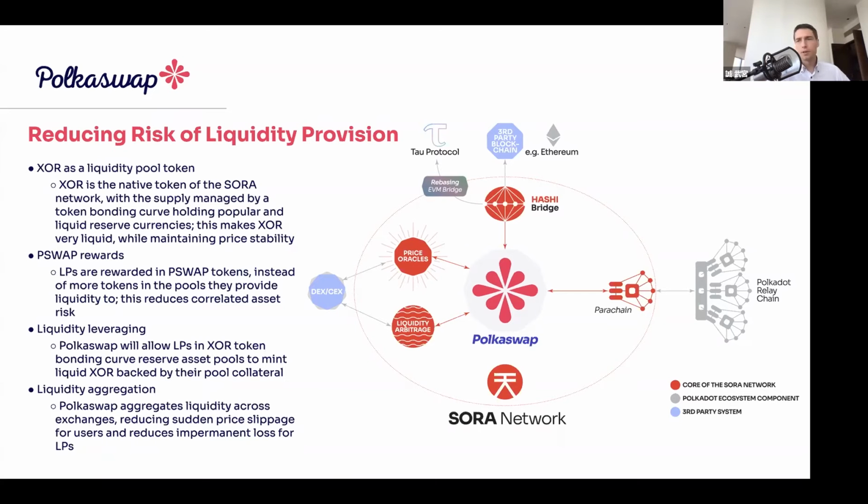Another thing is using PSwap tokens as a reward instead of just giving liquidity providers a larger share of their liquidity pools. It gives you a different asset that has a different risk profile, so it reduces correlated risk. If you provide, let's say, ZOR and ETH, and both go up in value or down in value, you're exposed to the fluctuations in these assets. But if you are rewarded in PSwap tokens, it's a different asset, and so it does change the risk profile in a positive way, I would think.